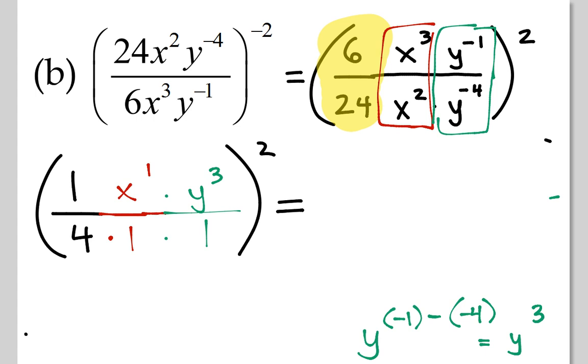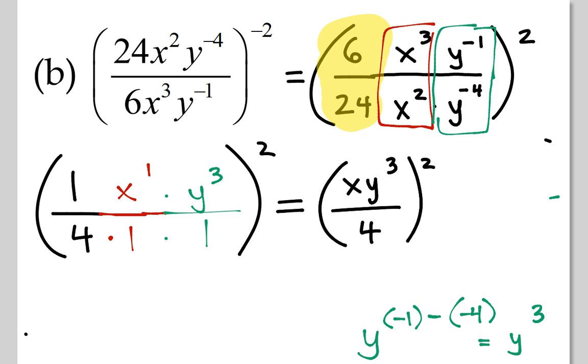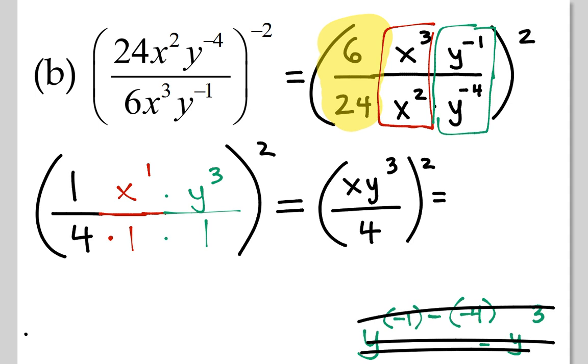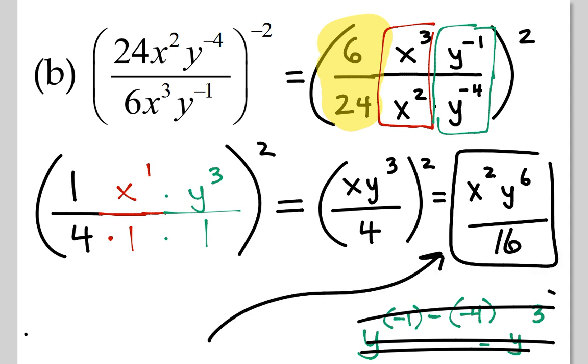Simplifying the inside, I have xy cubed over 4, squared. Now I got to go power of power. And what do I get? X squared y to the 6 over 16. This is your final answer. Because that whole thing has to be squared, right? So what's x times x? X squared. What's y cubed times y cubed? Y to the 6. And what's 4 times 4? 16.